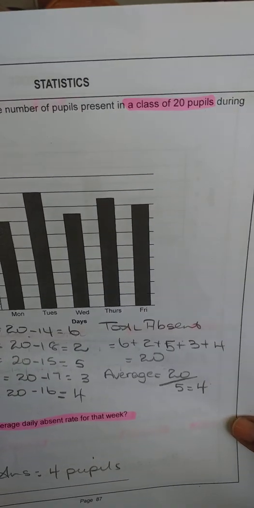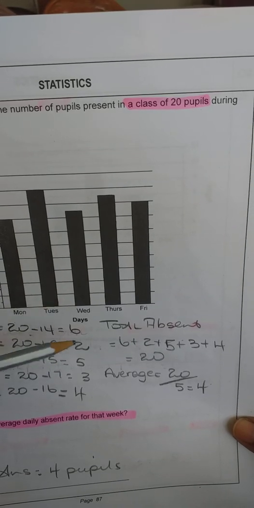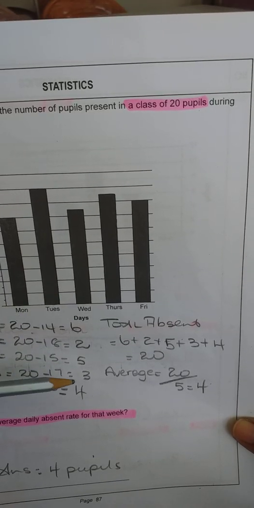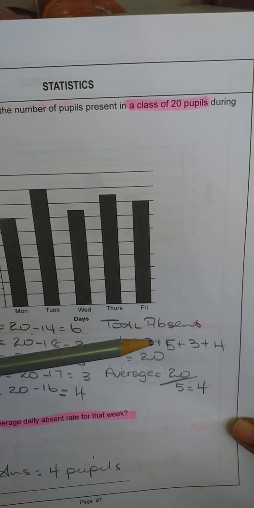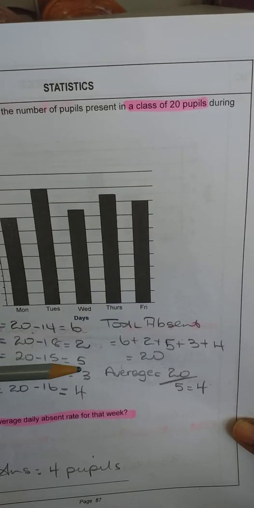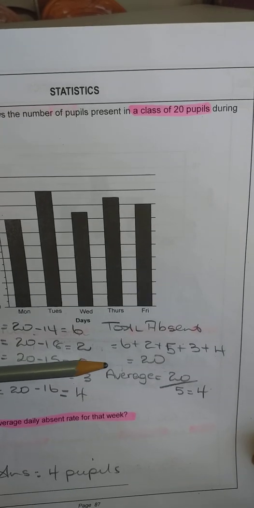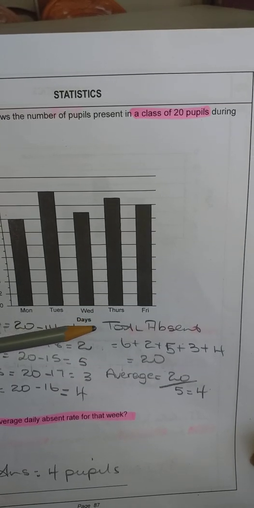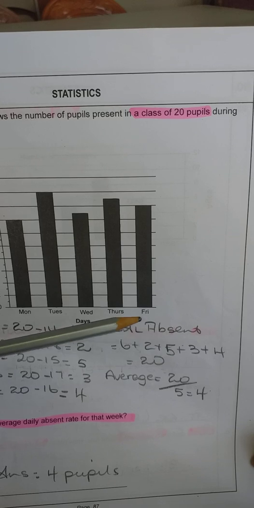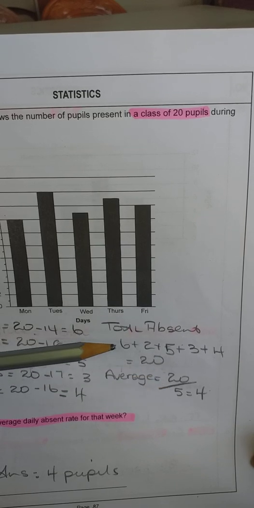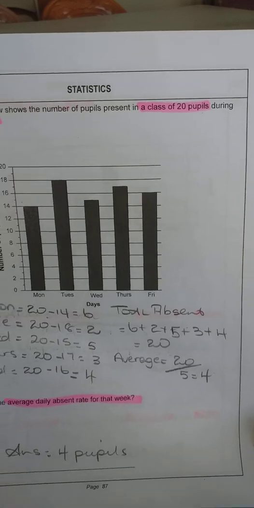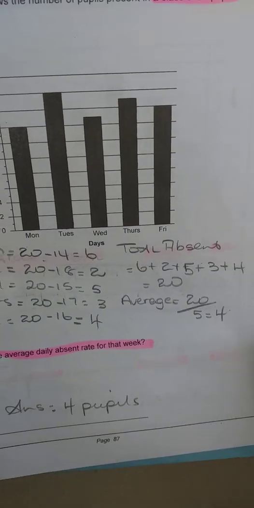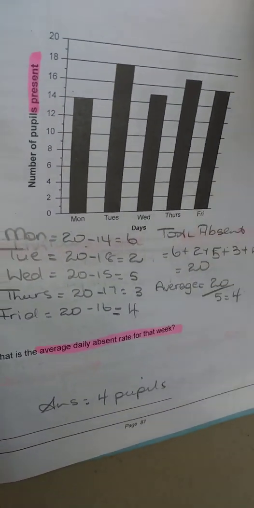So here we have the total number of students absent, 6 plus 2 plus 5 plus 3 plus 4, which is equal to 20. And we want to find the average. Average, remember, again, total over number. So we got a total of 20. And we divide it by how many numbers we have here? 1, 2, 3, 4, 5. So an average of 4 pupils were absent.